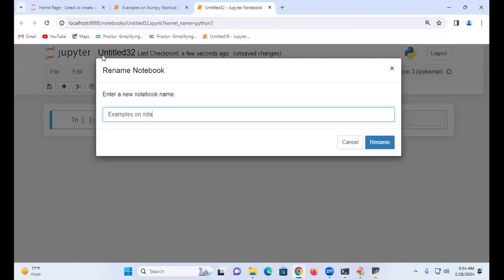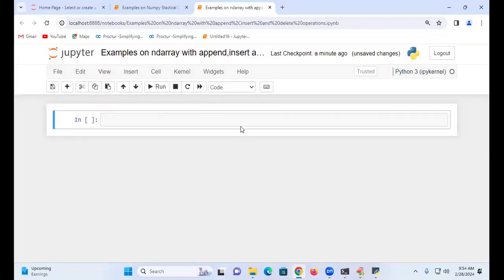Examples on ND array with appending the data, appending, inserting, and deleting, delete operations. Append operation, examples on ND array with append, insert. Next is what? Delete operations. I just want to do it. Be careful, students.